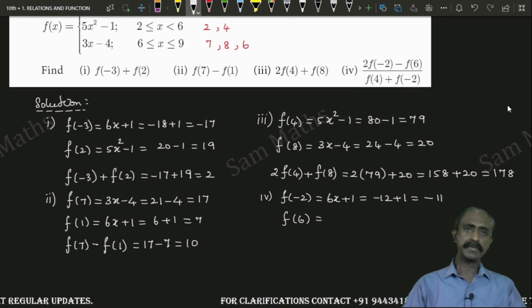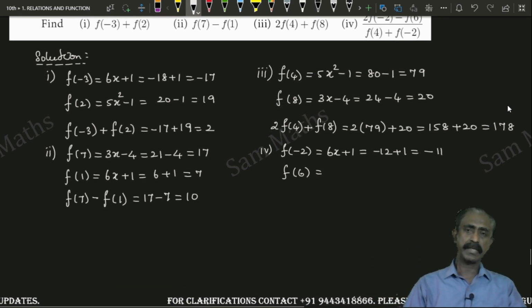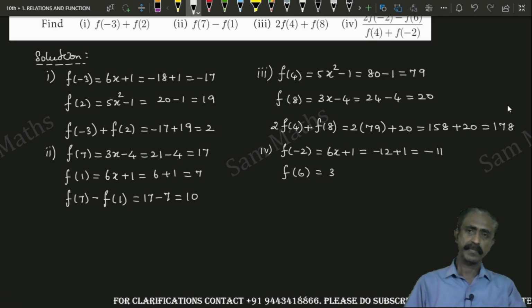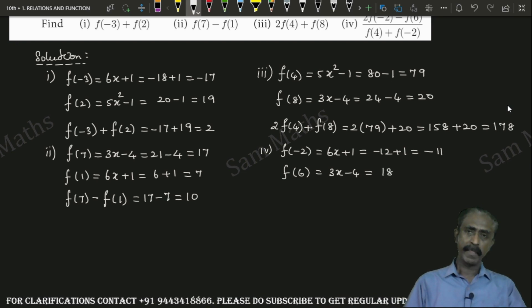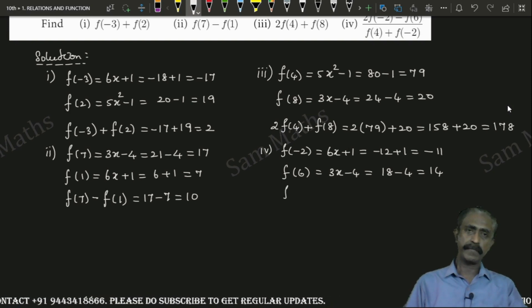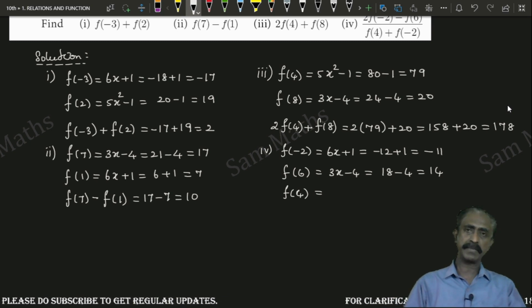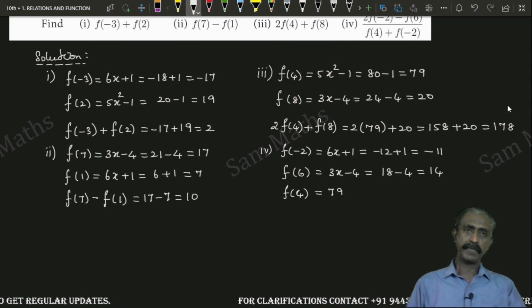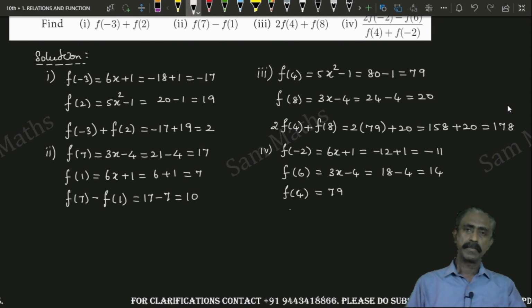For 6 you have to use the function, that is 3x minus 4, that is equal to 3 sixes are 18, 18 minus 4 is 14. Then we need f of 4. The f of 4 value we already obtained in the previous subdivision, that is 79. Then f of minus 2. We already obtained that in the first line of the fourth subdivision.